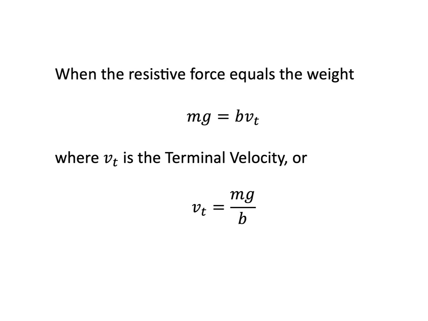Now, when the object has reached its terminal velocity, we know the resistive force is equal to the weight. In other words, mg is equal to b times v. But that only happens when the velocity is the terminal velocity, so I've put a little t here to let you know this is the terminal velocity that I'm talking about. When I have this relationship, I can solve for the terminal velocity, and I find that it's got to be mg divided by that parameter b.